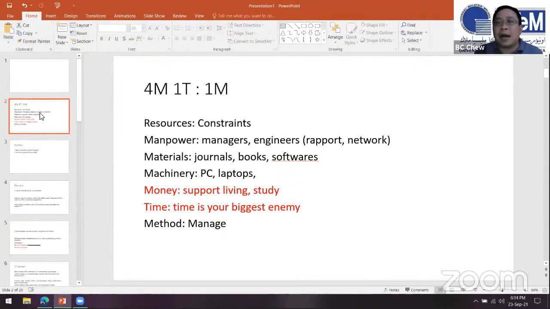Because by the end of the day, ideas still need to be conceptualized, need to be operationalized. It means that you really need to do the research. You are not just talking about that idea with your supervisor. You need to produce the thesis. So how you do it for 4M1T is for you to think about.